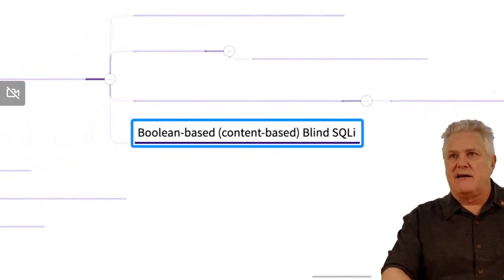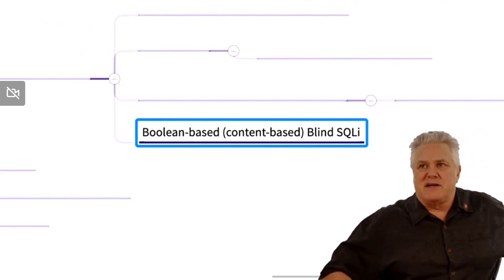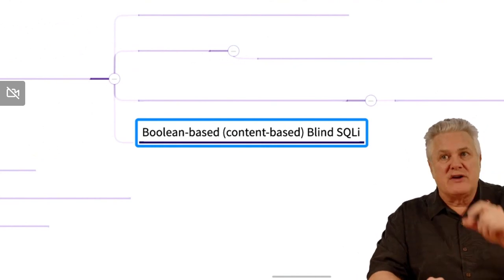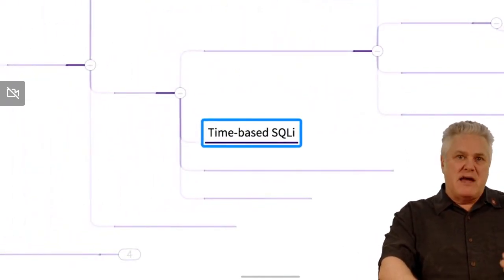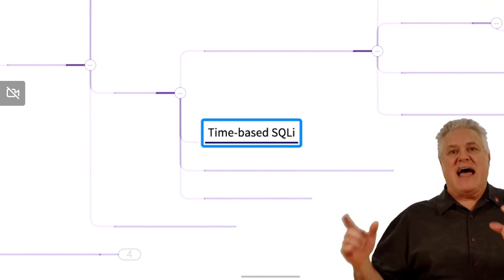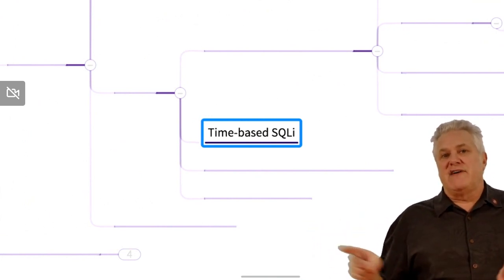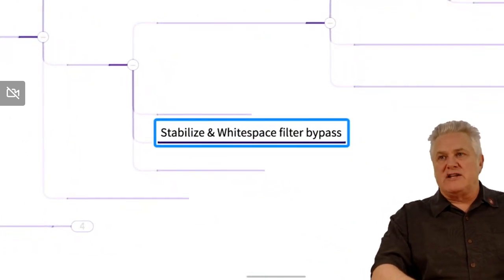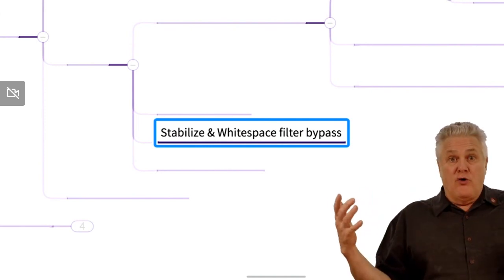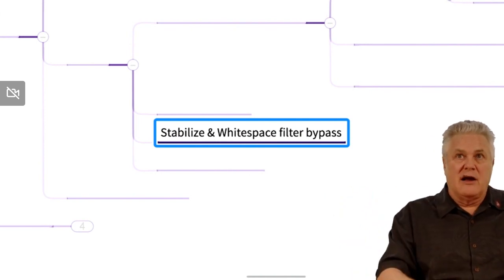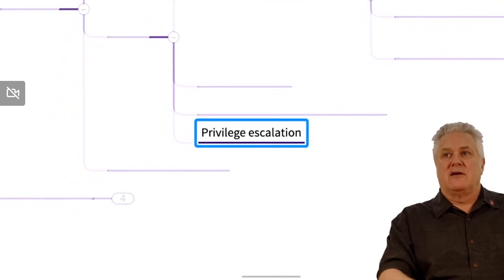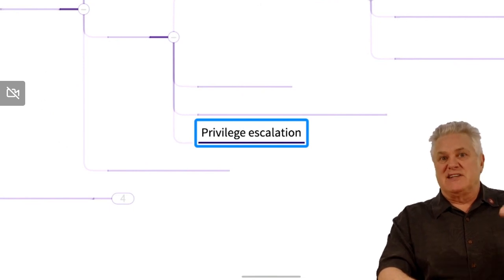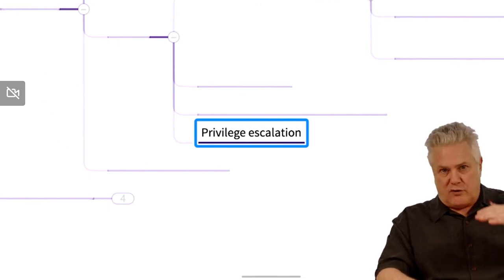Those are components of that. And then I can do Boolean-based, content-based blind injection. That's 1 bit every single time. Is this statement true or is this statement false? Time-based: is this statement true? Is this statement false? How long does it take you to return the value for you to do all that math that I told you to do? Stabilized and white space filter bypass: you put in a whole load of null characters or white spaces and see how it actually reacts. And then privilege escalation is nothing more than MySQL. The built-in database roles for MySQL can be abused from level to level.